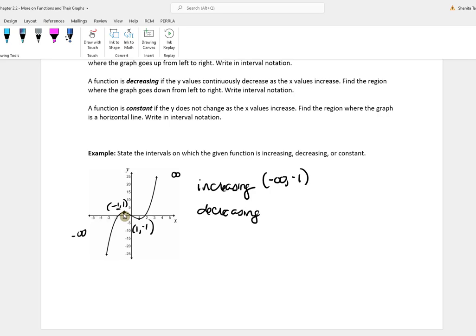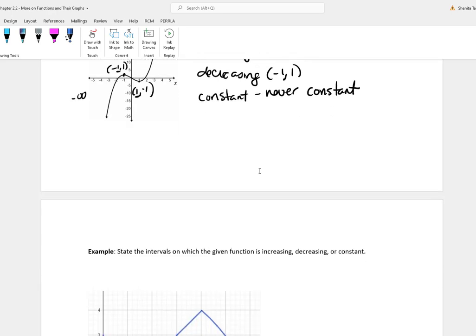Then it looks like it decreases. It goes down till it hits this bottom, and it's going from -1 to 1. Once again, we look at the x values. And then from this bottom, it goes back up. So it looks like it goes from 1 all the way up to positive infinity. Okay, so it's never constant. You don't see a horizontal line on this graph, so it's never constant. So it's increasing on those intervals and decreasing on that other interval.